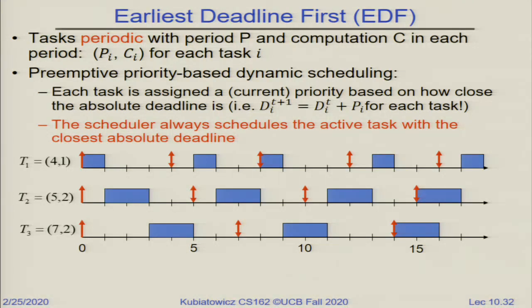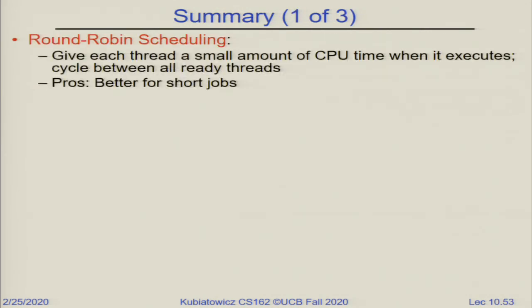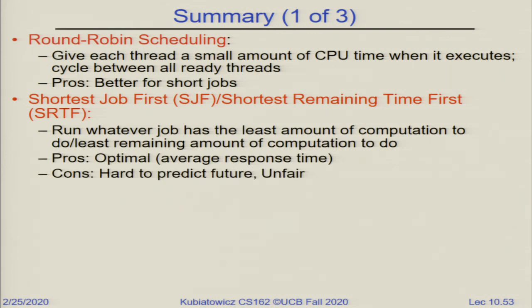All right. So I think we're about done for now. Let's say in conclusion, we talked about scheduling a lot. So we talked about round-robin scheduling, where you give each thread a small amount of the CPU time when it executes and cycle between all the ready threads. It's good for short jobs, much better than FIFO. We talked about the shortest job first, or shortest remaining time first, which is run whatever job has the smallest burst time. Of course, that means you're predicting the future. Maybe you use a Kalman filter. Maybe you use some other technique for predicting it. It's optimal, but of course, it's hard to predict the future.